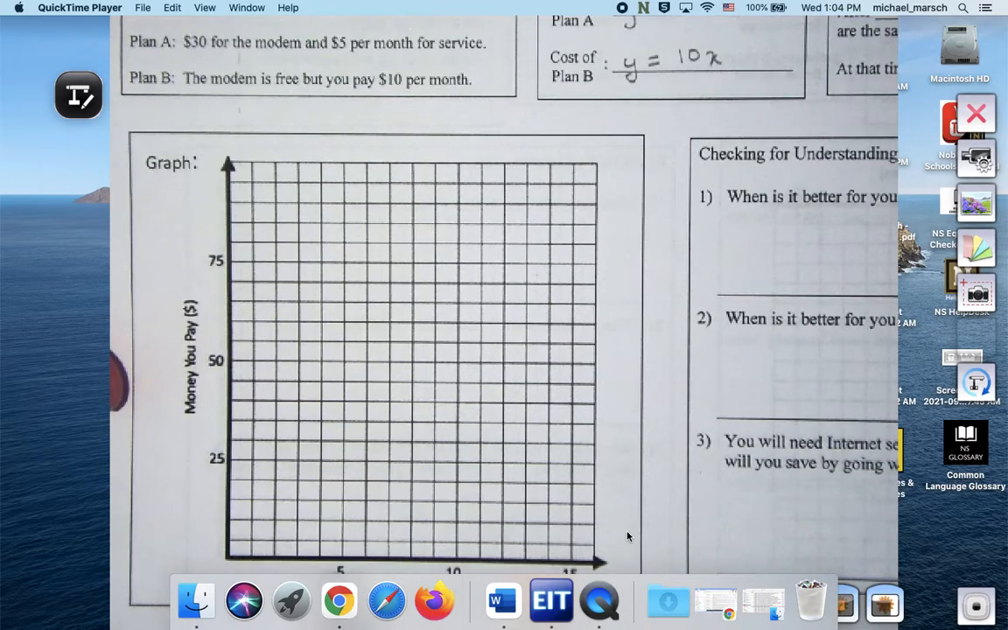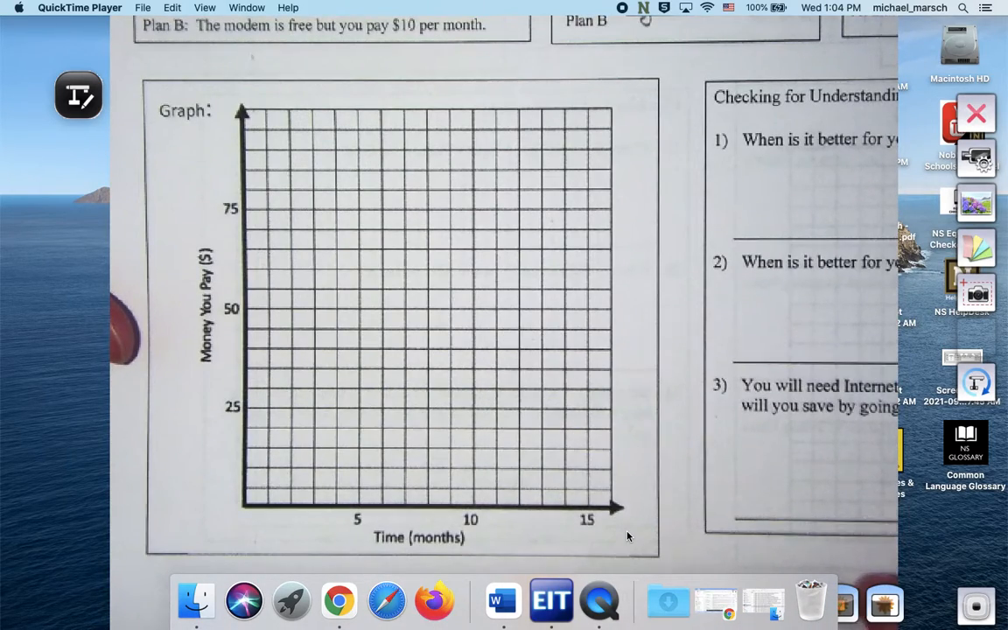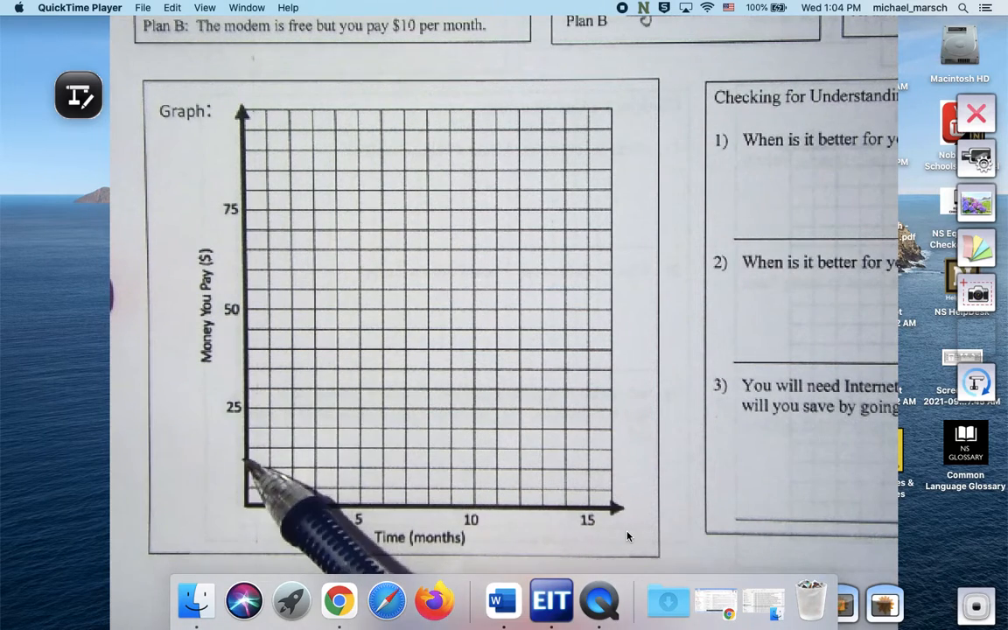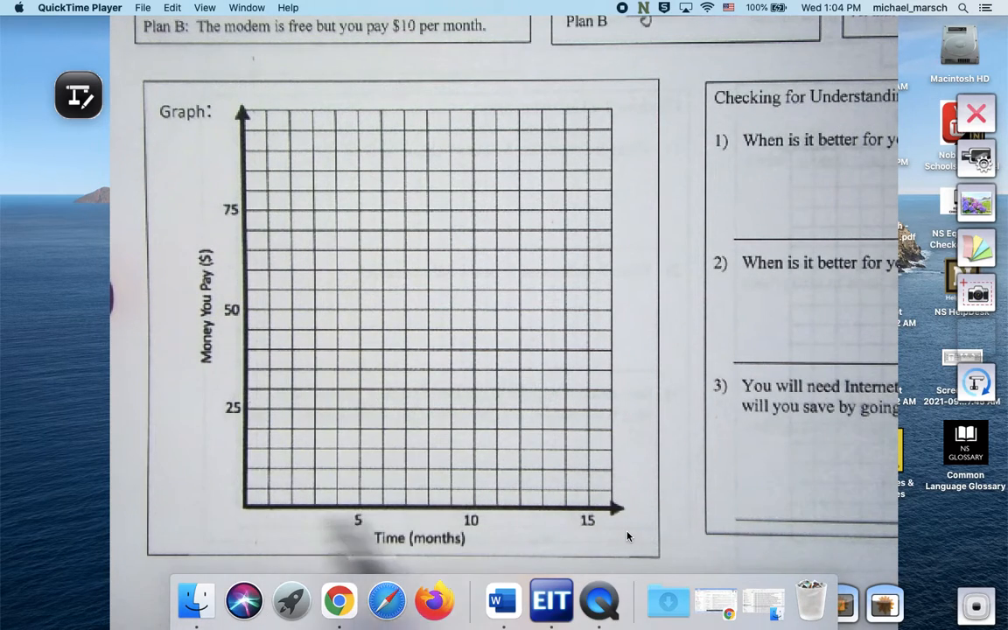So we have the increments already given to us. You can fill in more if you want. I don't really like to. But you can see that these go up by $5 and these go up by single months. So you have to pay really close attention to those increments.